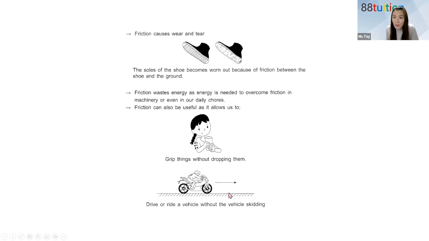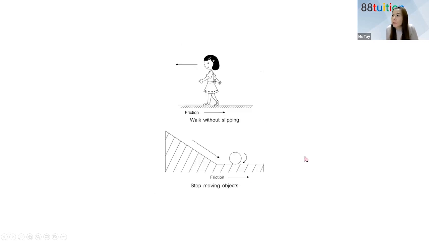If there's water on the road surface and the tires are not worn out, it is still very safe for the motorbike to move. But if the tires are worn out, it's very, very dangerous because the vehicle can skid and then this person can die if it's at very high speed. Friction also lets us walk without slipping and stops moving objects.